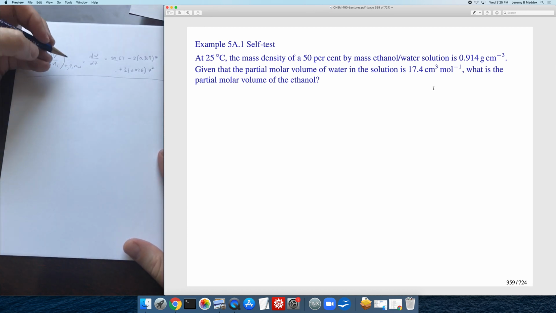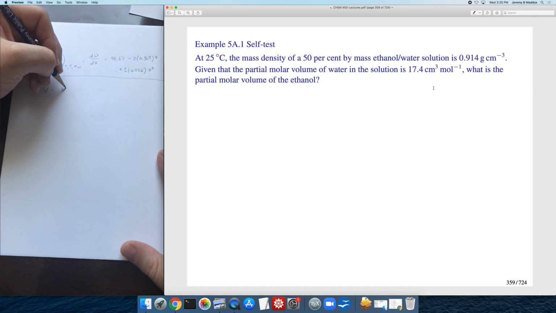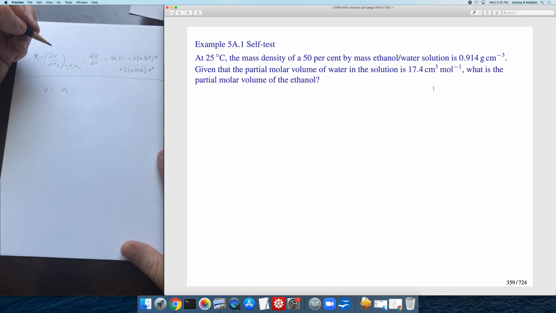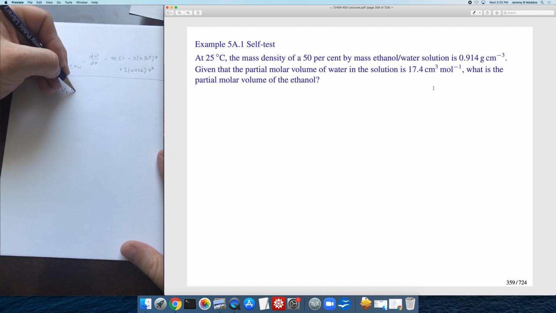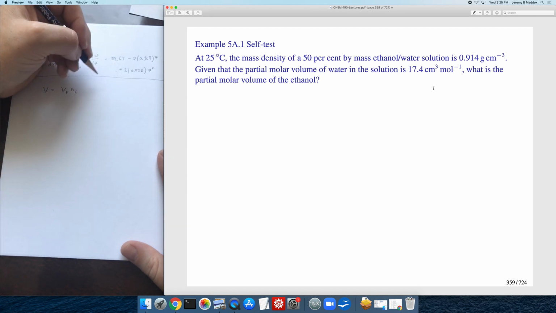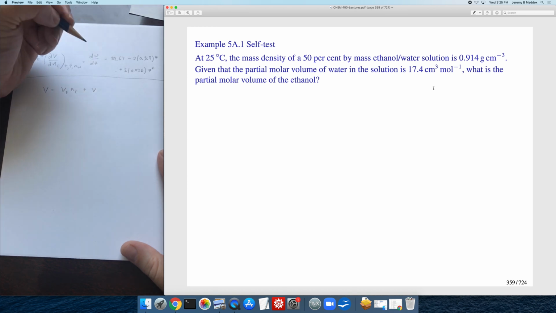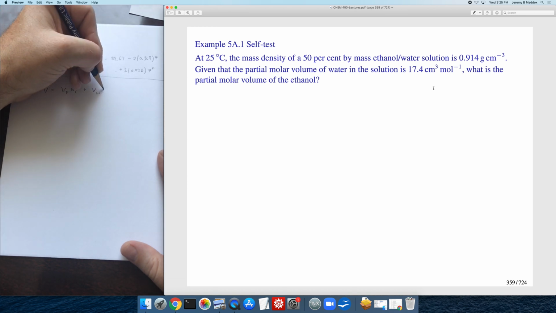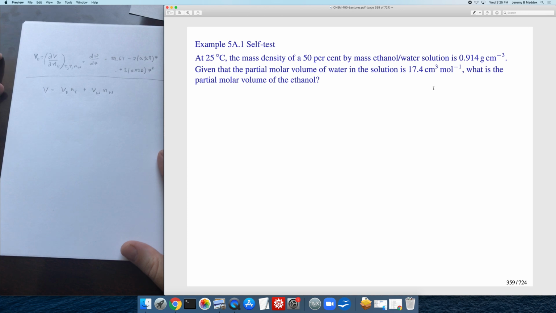Well, let's think about that. The volume of the solution is going to be equal to the partial molar volume of the ethanol times the number of moles of ethanol, plus the partial molar volume of the water times the number of moles of water. Now we know the concentration of the solution, it's 50-50, and we know the mass density of the solution.